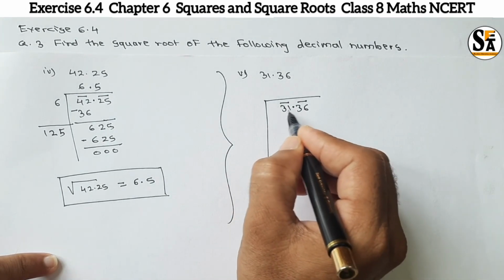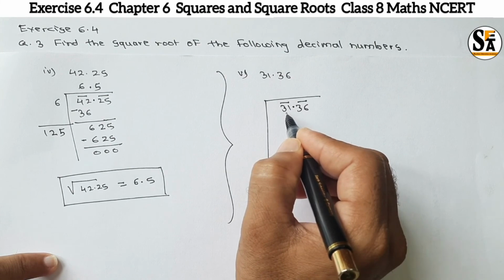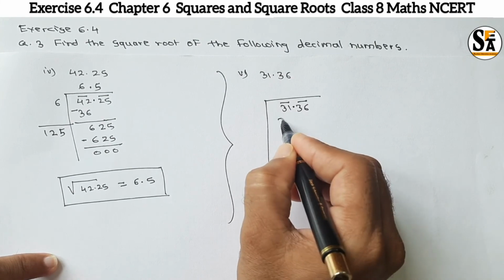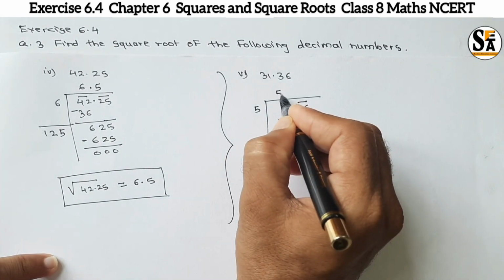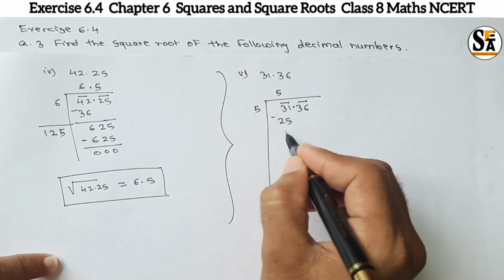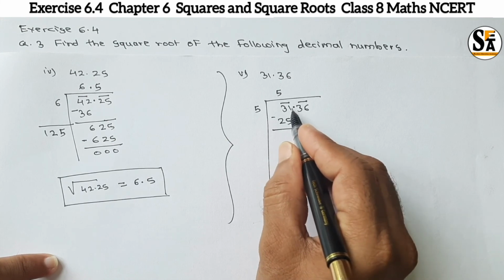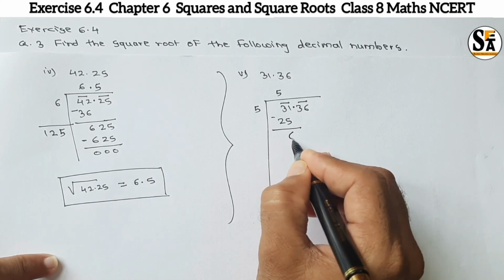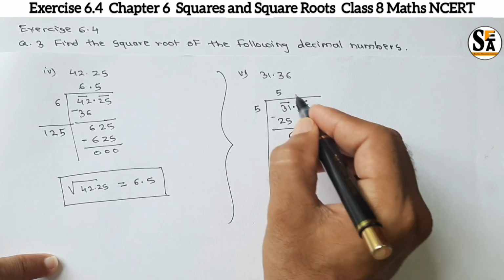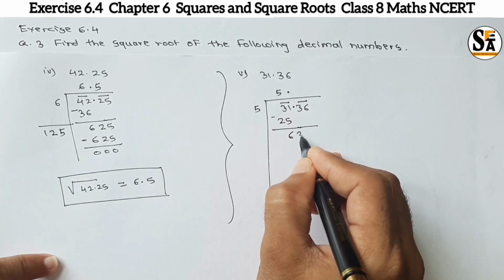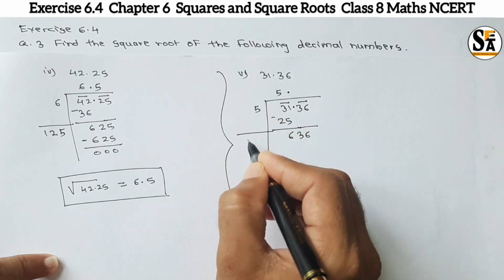So consider 31. Which perfect square number is less than 31? 25. Yes, 25 is the number. 25 is the square of 5. So write 5 here. 5 5 is 25. Take subtraction, 31 minus 25. We get 6 here. Then take 36 here. Before taking 36, put decimal point here. Take 36 here, and 5 plus 5 is 10.